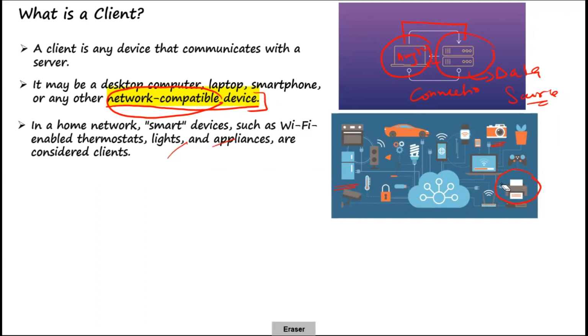So all these devices that you see, this is the server over here. This is the data source. So through the network, all the devices are getting connected to this. So this is what a client is, anything that can establish a connection with the data source.